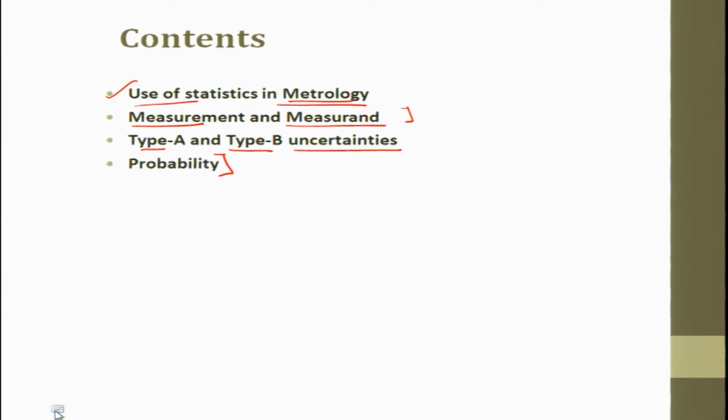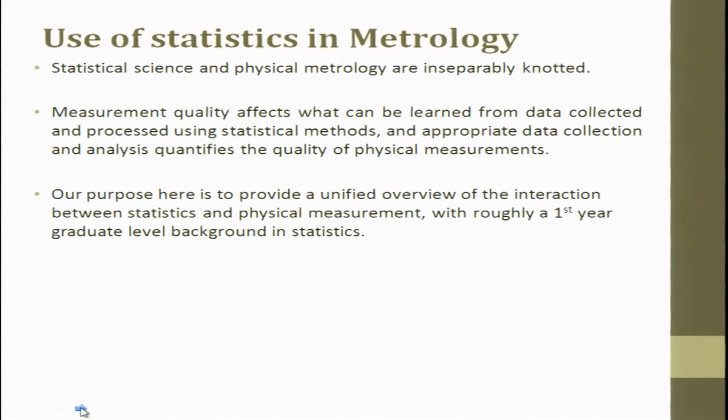This is just an introductory lecture to certain statistical concepts. Statistical science and physical metrology are inseparably knotted. What I mean to say is that metrologists have long understood that statistics cannot be separated from physical metrology, because certain statistical methodologies and models have been useful in the past, and other models are being developed that will be useful in the future, to generate knowledge from the data we have obtained from metrological measurements.